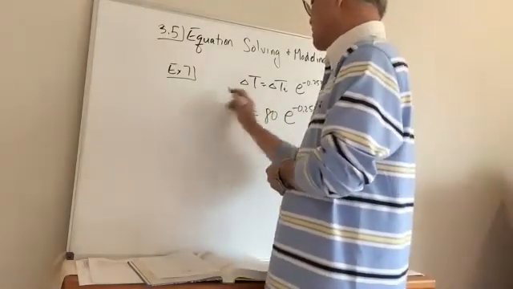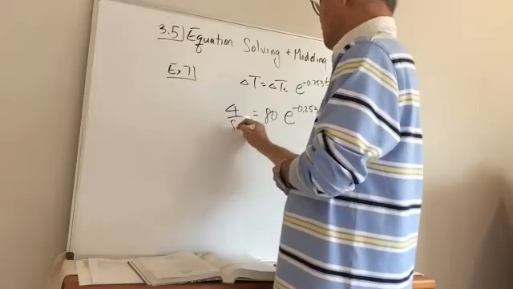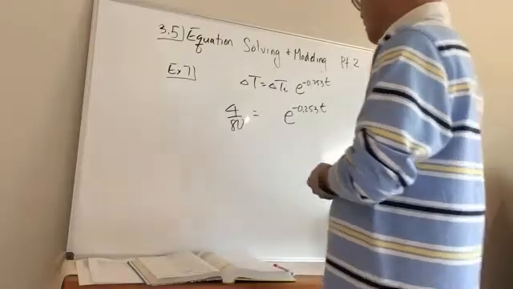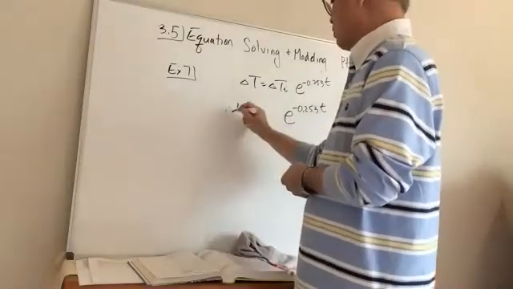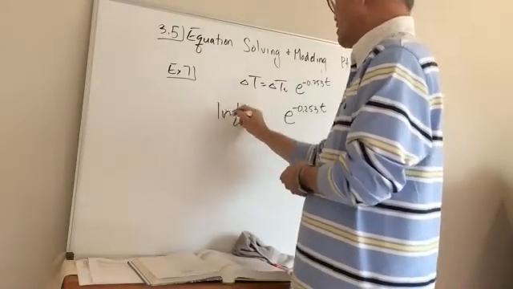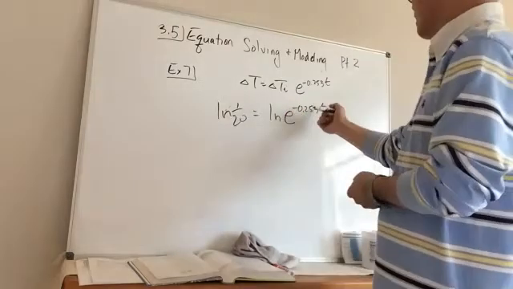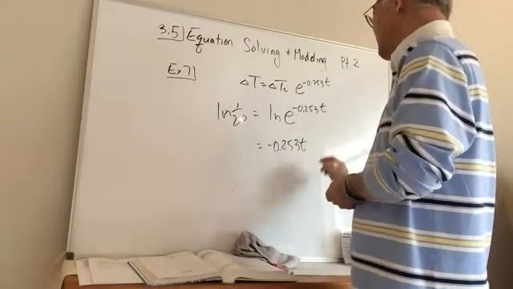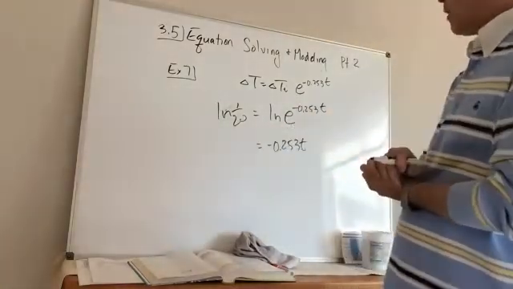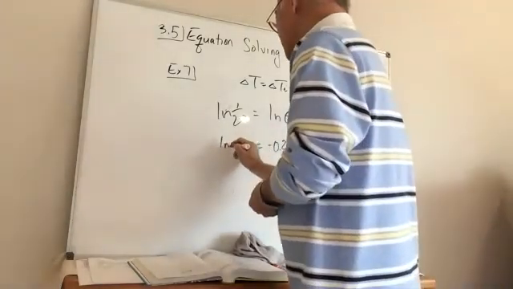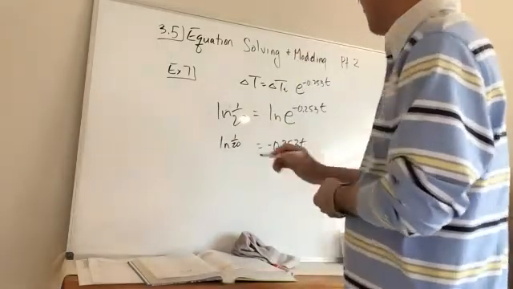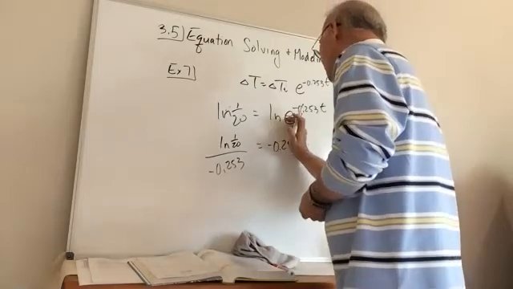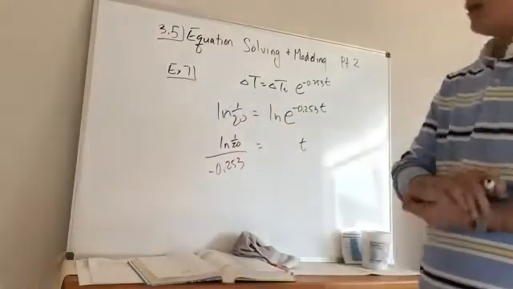20 minus 16 is 4, divided by 80, this guy goes away. 4 over 80 is 1 over 20. Take the natural log of both sides. This guy comes forward, negative 0.253t. Natural log of e is 1. So this is the natural log of 1 over 20. Divide both sides by negative 0.253, and you can find your time.